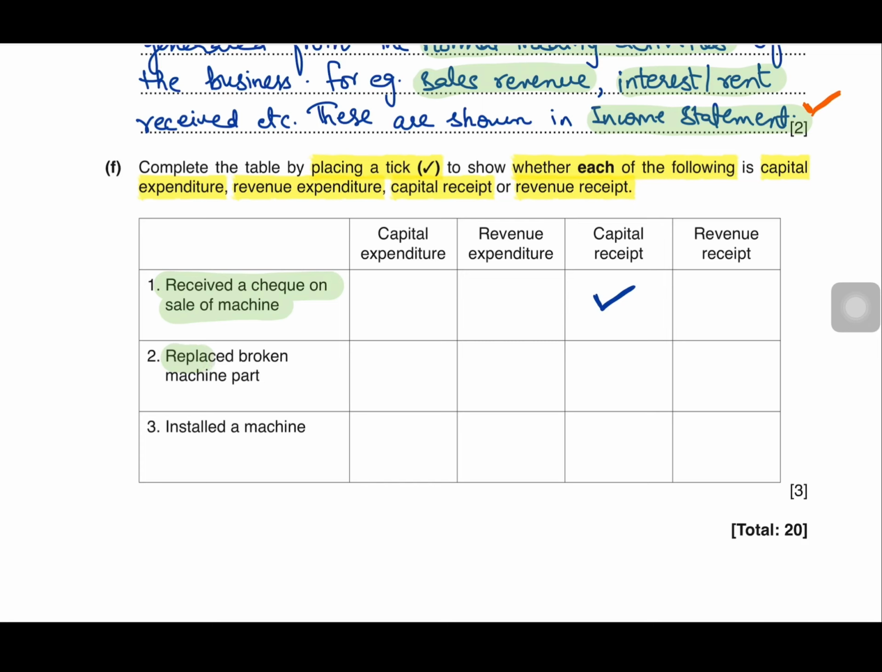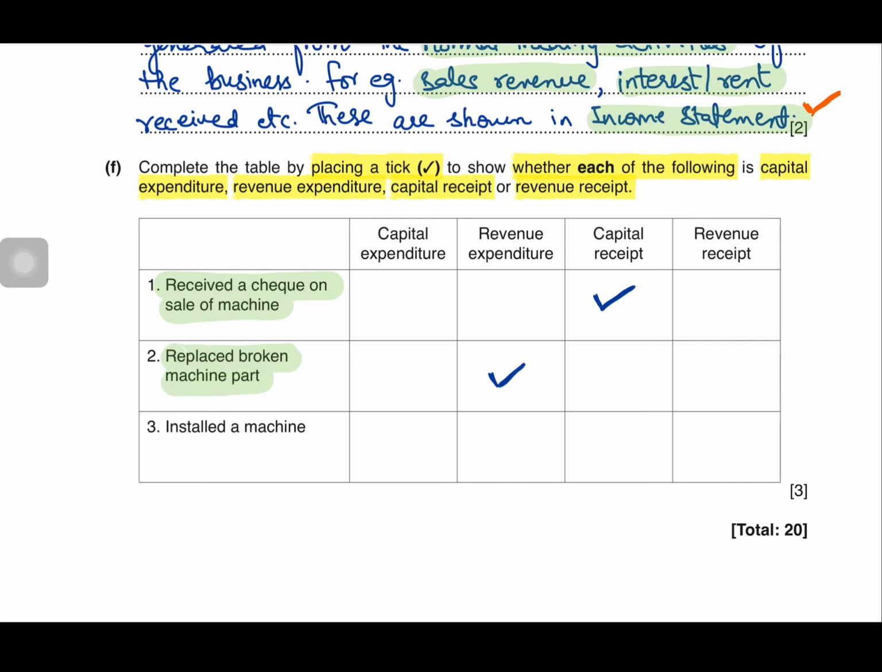Next says replaced broken machine part. So we have replaced a machinery part that was broken. Now, first of all, we would have spent something on that broken part. We have replaced it, right? So it can't be any sort of receipt. It has to be an expenditure. Now, it can be a capital expenditure or a revenue expenditure. So all the replacements or the repairs and maintenance are a regular business activity. It takes place every year. So therefore, it can't be a capital expenditure. It has to be a revenue expenditure.